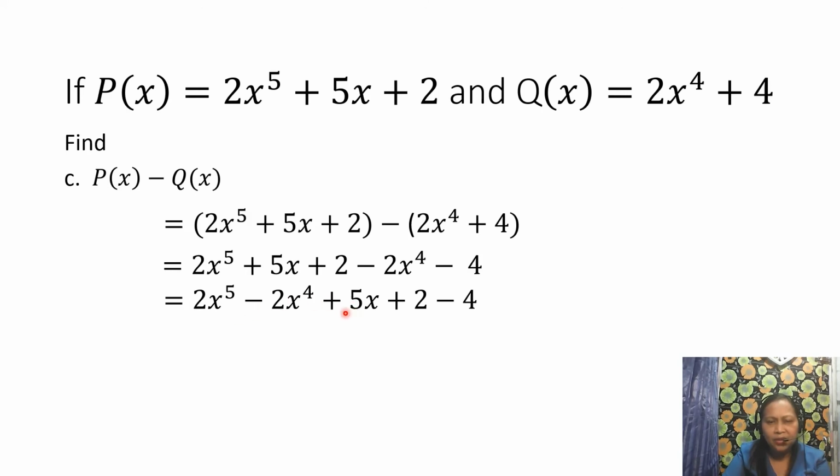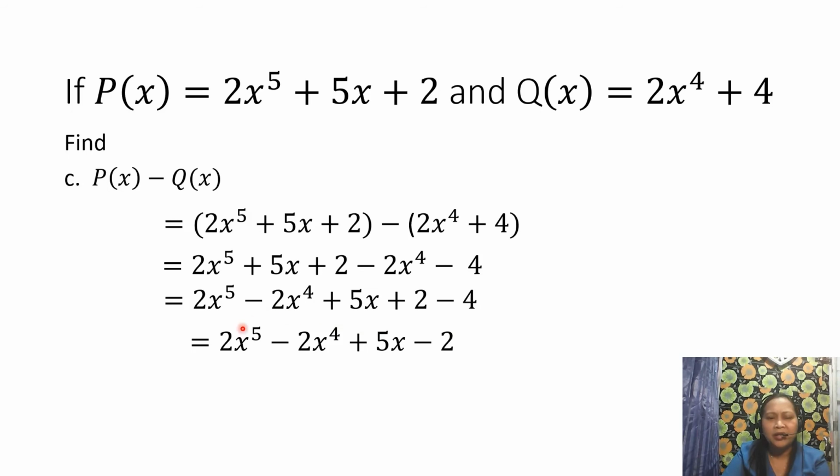Since 2x raised to 5, minus 2x raised to 4, plus 5x are not like terms, we will just copy. So we will only subtract 2 minus 4. And what is 2 minus 4, class? And that is negative 2. Just copy 2x raised to 5 minus 2x raised to 4 plus 5x minus 2. So this is now our answer.